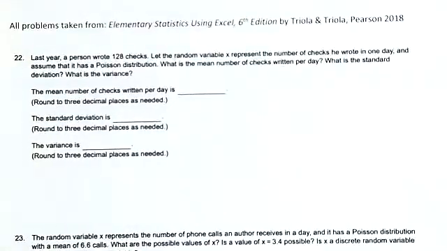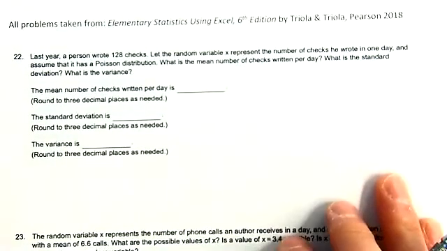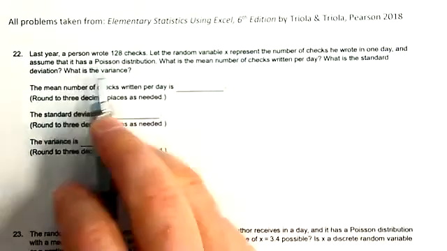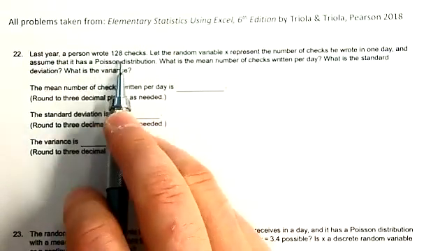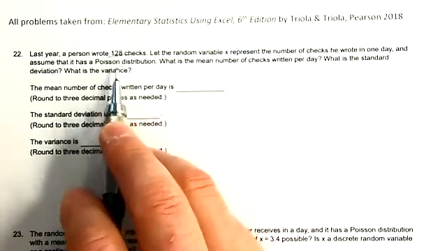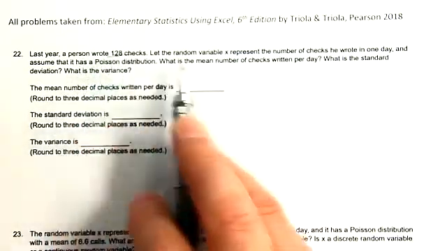Okay, so let's look at 22, where we'll actually do some number crunching. It says, last year a person wrote 128 checks. This problem is kind of dated. Nobody writes checks anymore. And especially nowadays, you might write 2 checks a year. I mean, you're not writing 128.